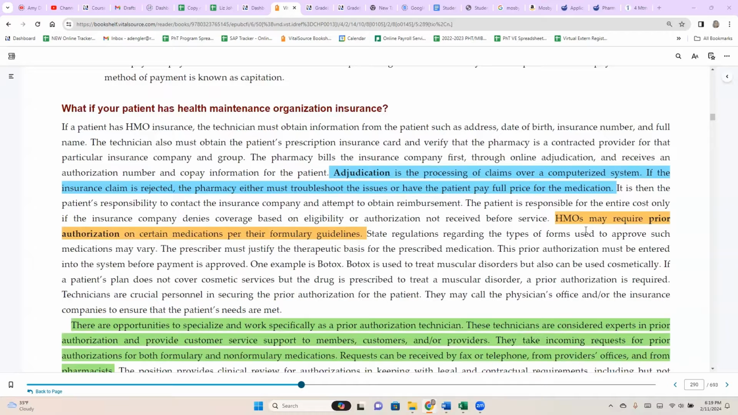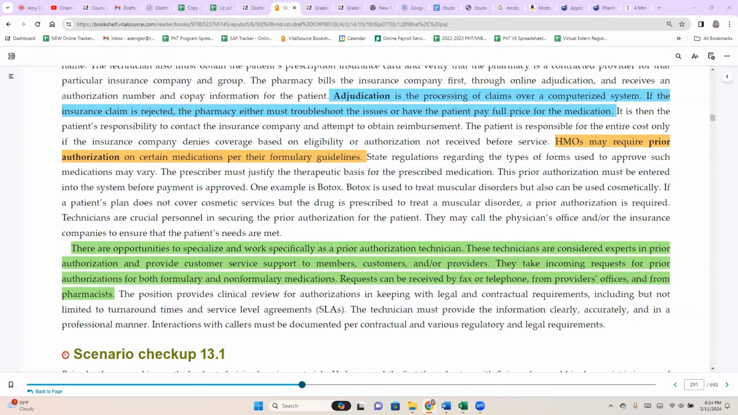One example is Botox. Botox is used to treat muscular disorders, but can also be used cosmetically. If a patient's plan does not cover cosmetic services, but the drug is prescribed to treat a muscular disorder, a prior authorization would then be required. Technicians are crucial personnel in securing the prior authorization for the patient. They may call the physician's office and or the insurance companies to ensure that the patient's needs are met.